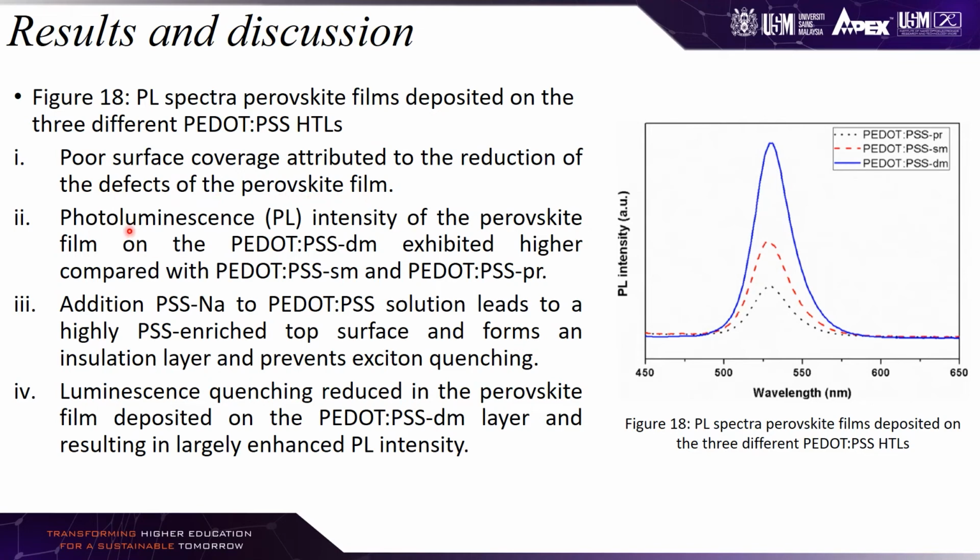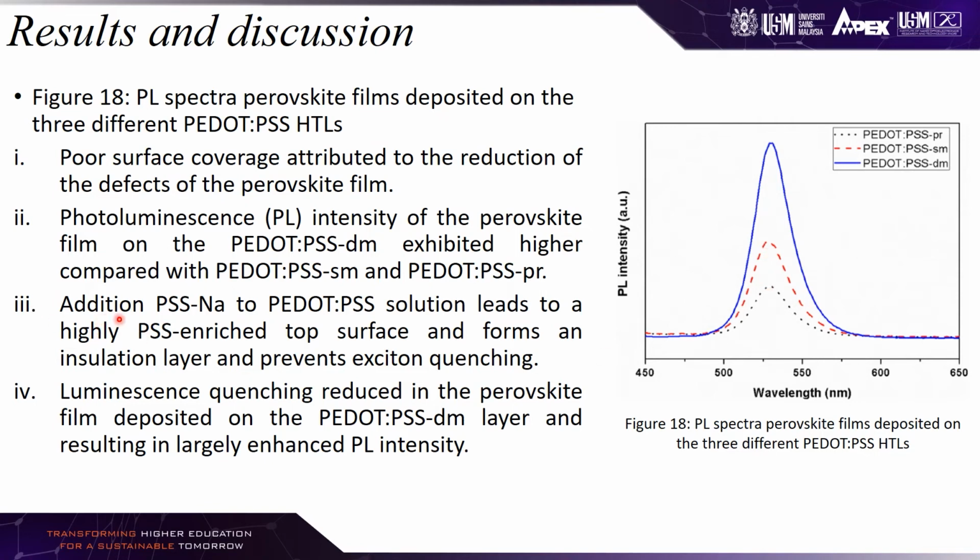Photoluminescence intensity of the perovskite film on the P-dot:PSS DM exhibited a higher value compared with P-dot:PSS SM and P-dot:PSS PR. As we can see from this graph, the blue line, the P-dot:PSS DM, has a higher PL intensity compared to P-dot:PSS SM and P-dot:PSS PR.